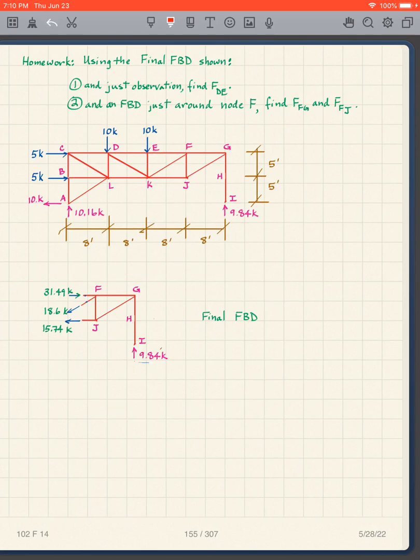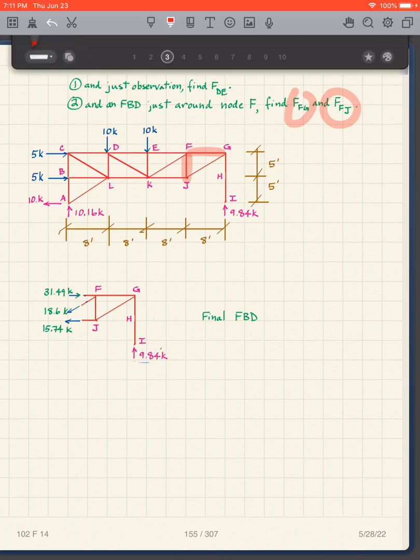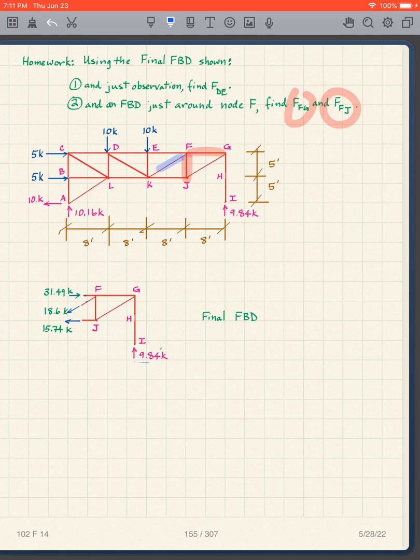And then I want an FBD just around node F and find FFG and FFJ. So around node F, F is right here. Use the information that we have. Notice we have some information here. But now we want to get FFG, this one, and FFJ, this one. In other words, I already have this one, I have this one. I want to know the other ones just by taking a free body diagram about point F. So pause the video and do that.